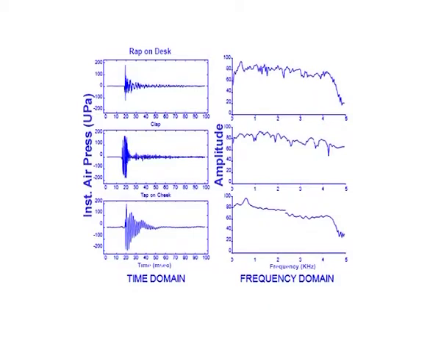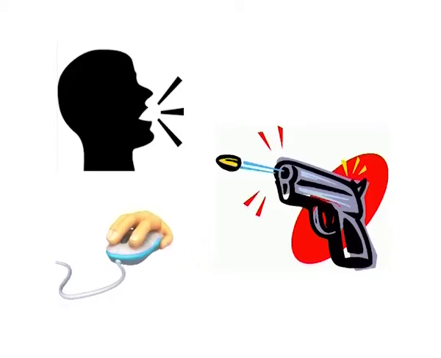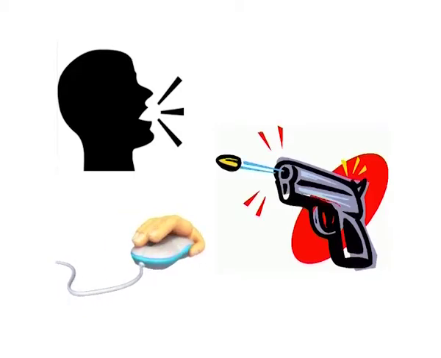Figure 3.13. Time and frequency domain representations of three transients. Transients are complex aperiodic signals that are defined by their brief duration. Pops, clicks, and the sound of gunfire are examples of transients.